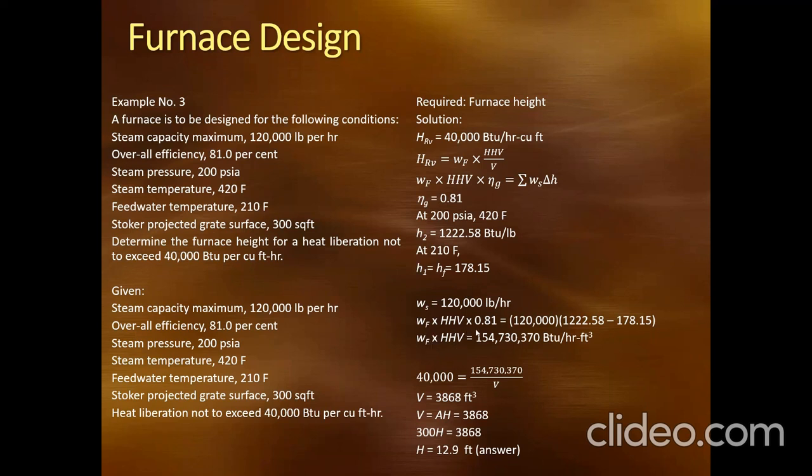So WF times HHB times 0.81 is 120,000 times 122.58 minus 178.15, or 154,730,070 BTU per hour. So, this is WF times HHB. Right? So, 40,000 is 154,730,370 over B. So, the volume is 3,868 cubic feet. So, this is the volume of your furnace. So, B is equal to A times H, which is 3,868. The area is the stoker projected area, because the volume of the furnace is above it. 300 times H is 3,868. So, the height is 12.9 feet. So, you now have the height. The area, it's up to you whether square or whatever. Dimension.